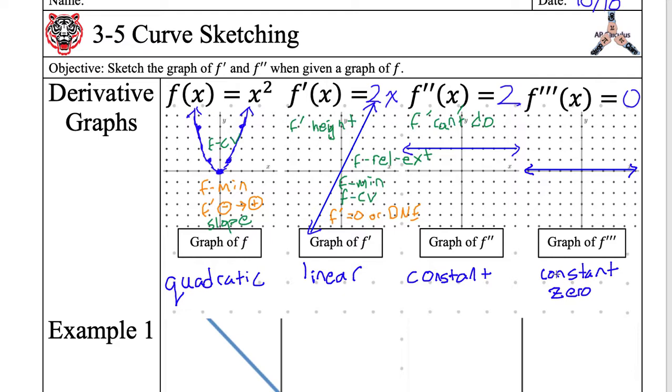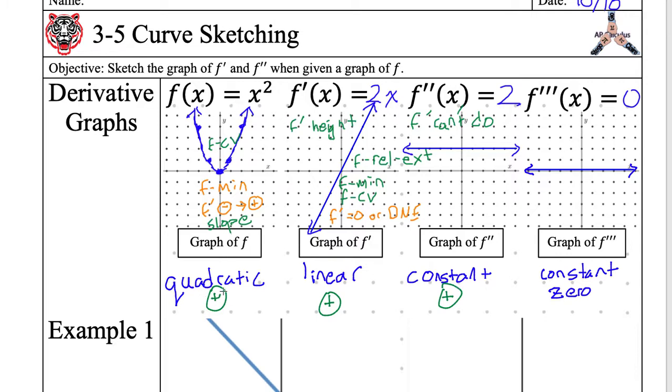So notice what happened. Was this a positive quadratic or a negative quadratic? So write it down underneath. This was a positive quadratic. Was this a positive linear or a negative linear? Positive linear. Was this a positive constant or a negative constant? Notice that the sign always stays the same throughout the graphs.